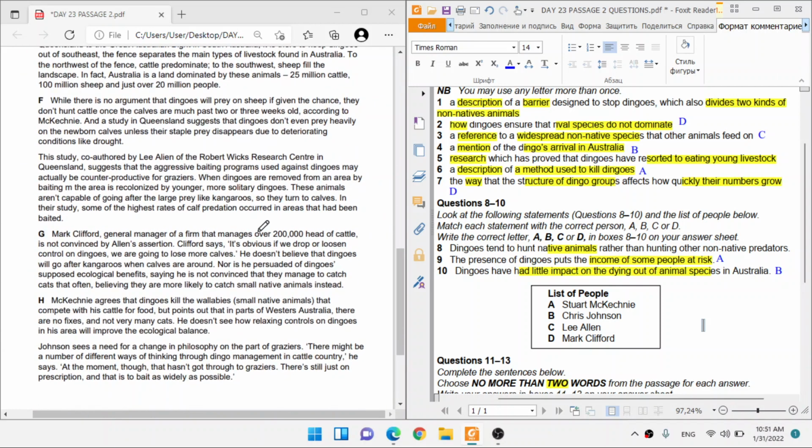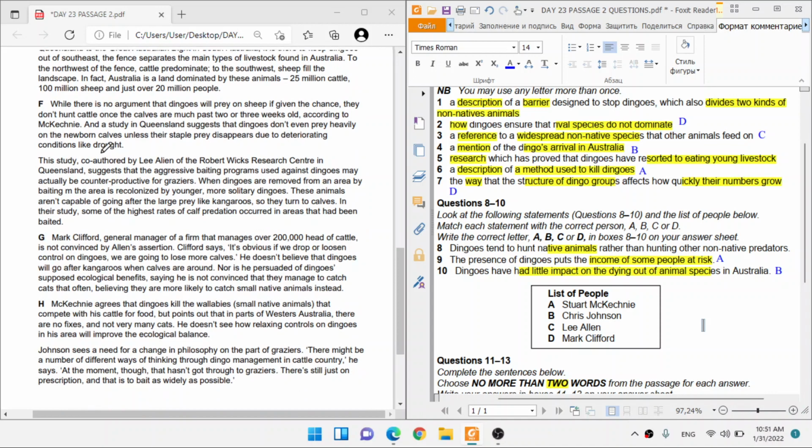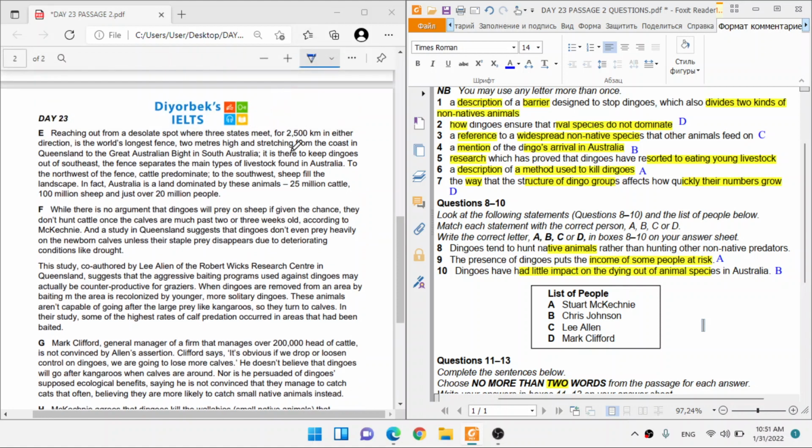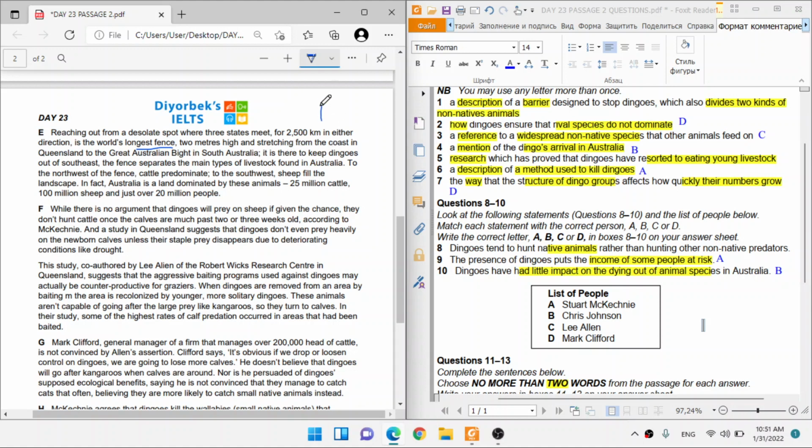Oh, there are too many paragraphs. Reaching out from a desolate spot where three states meet, for 25 kilometers in either direction, is the world's longest fence. There is a fence 2 meters high, stretching from the coast in Queensland, and the fence is there to keep dingoes out of the southeast. So there are dingoes here.